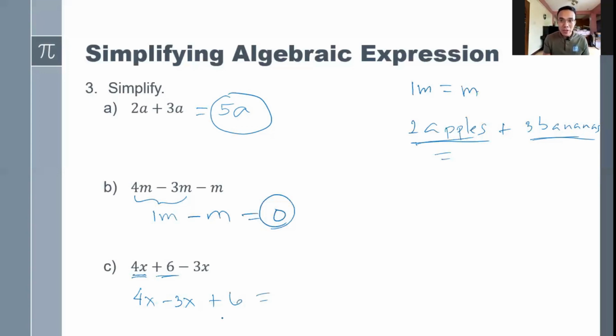Okay, what I'm doing here is I'm just rearranging the terms. This is addition or subtraction. It doesn't matter. Okay? 4x minus 3x plus 6. 4x minus 3x is x, right? You have 4 x's, you take away 3 of them. How many x's do you have left? 1x, right? And 1x is the same as x. And you copy plus 6. Again, x and 6 are of different kinds, so this is already the final answer.